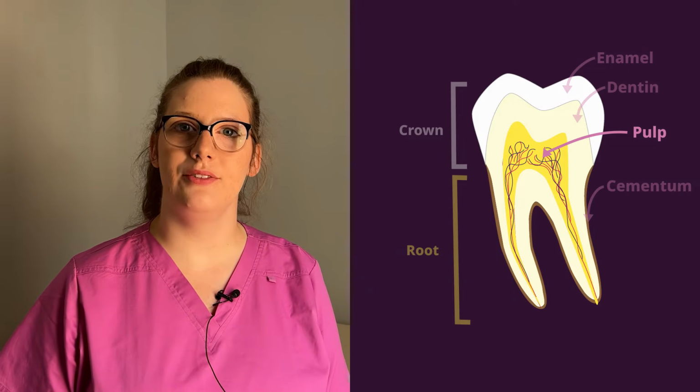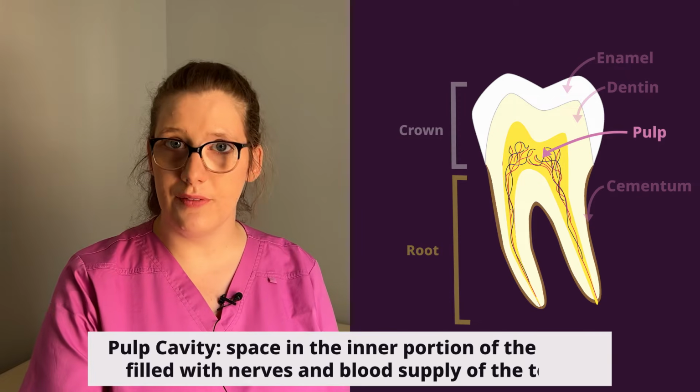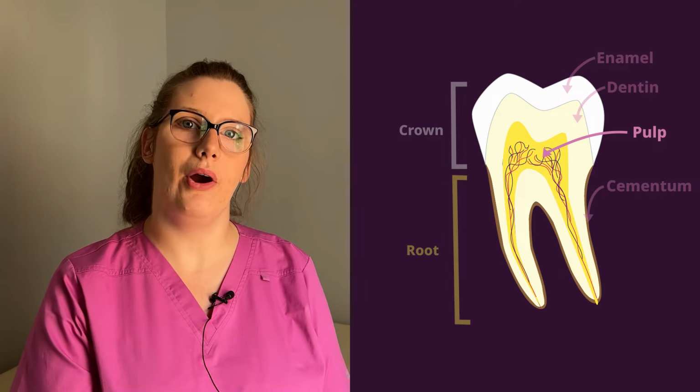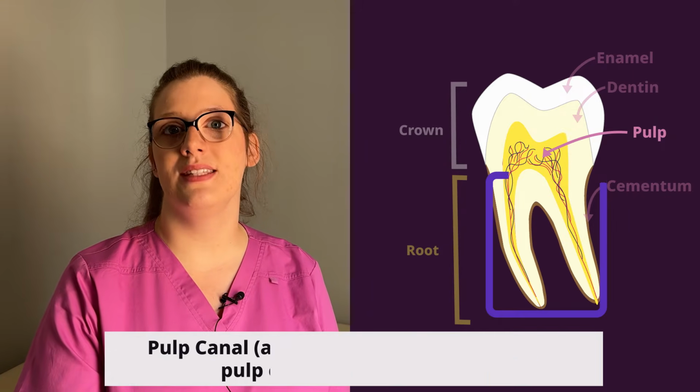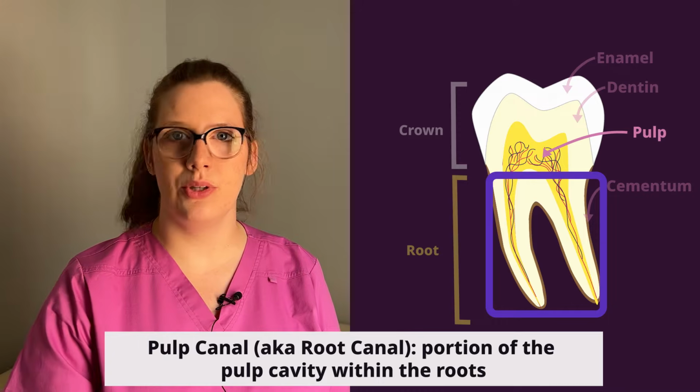The pulp can be divided into a few different sections. So the entirety of the pulp is the pulp cavity. The part of the pulp that is in the crown is the pulp chamber, and the part that's in the roots is the pulp canal, also called the root canal.